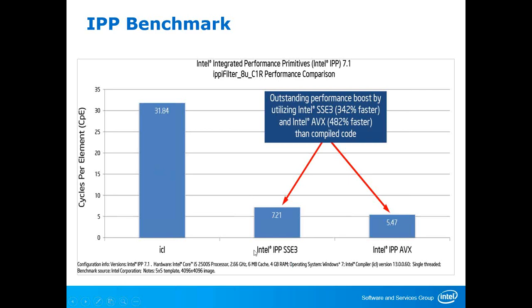Whereas the same function, when you use Intel IPP with SSSE3 optimization, took 7.21 cycles, and Intel IPP with AVX, or advanced vector extensions, took just 5.47 cycles. So that is about 342% and 482% faster than the code compiled by ICL.